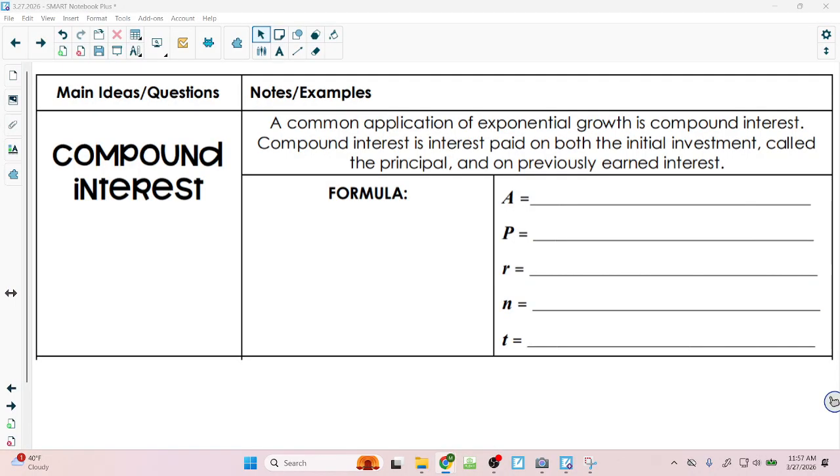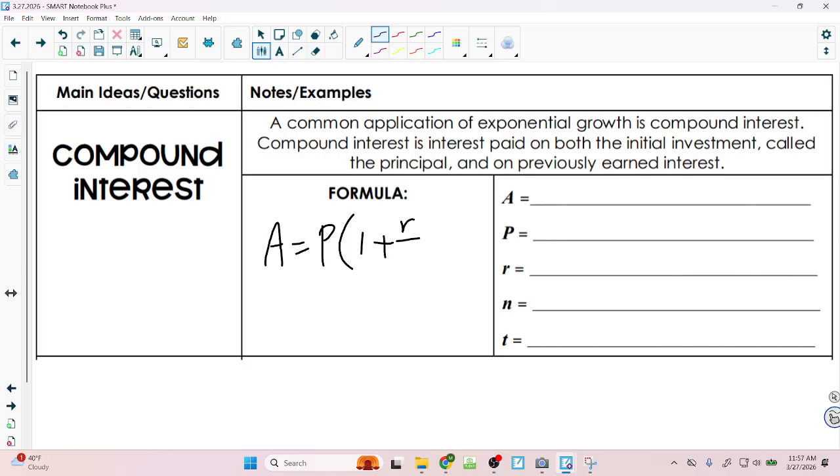A equals P times (1 plus R over N) to the NT, or TN. I do TN usually, I guess, or NT. Let's just talk about it for a second. A is the amount, or the final amount, I guess you could say. So this is the total balance, or the final amount. AMT, I guess, for amount.